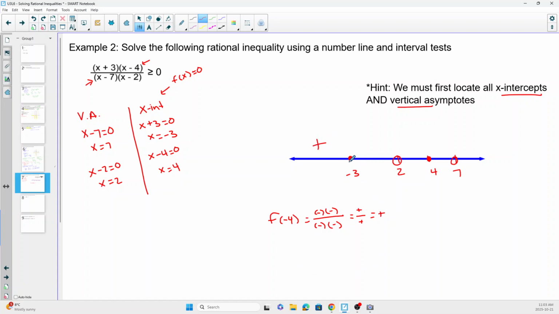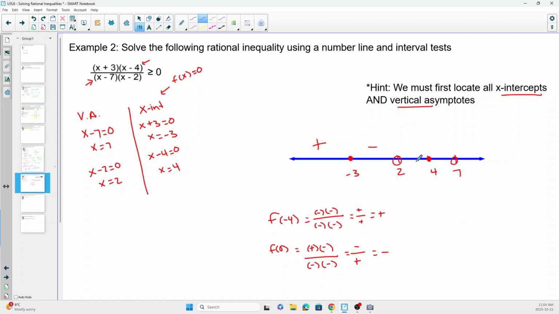Now I have to choose something between negative 3 and 2. Anytime we can choose 0, we might as well. So I've got 0 plus 3, which is a positive, 0 minus 4, which is a negative, divided by 0 minus 7, which is a negative, and 0 minus 2, which is a negative. So I have a positive times a negative on the top, which is a negative, and a negative divided by a negative on the bottom, which is a positive, and ultimately I have a negative divided by a positive, which is a negative. So we're negative on this interval.